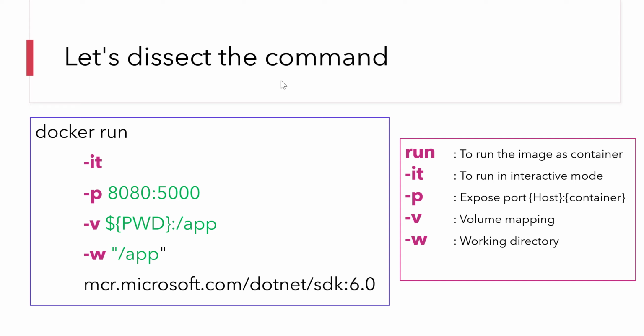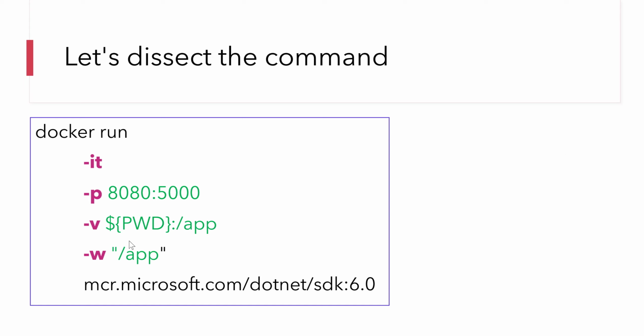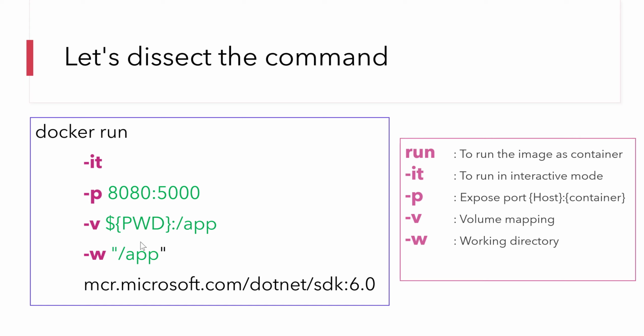But this -it is basically nothing but an interactive mode, a small abbreviation of that. And then -p tells you to expose the port of the host:container. And then you have the volume mapping over here, which is nothing but the pwd, which is for the current working directory, and then there is a /app, which is for the container. And then the -w is going to be the working directory where you're going to be launching that particular application while you run that in a container way.